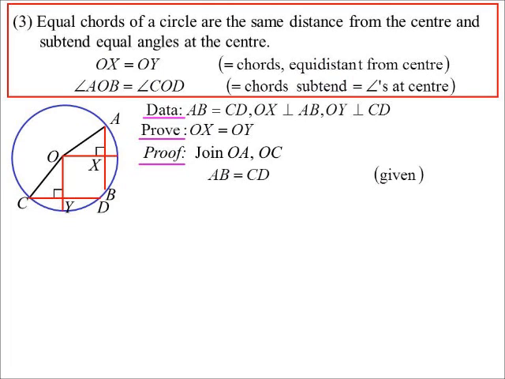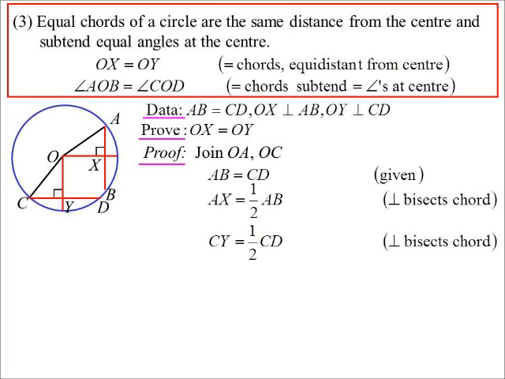So AB equals CD. That information was given to me. The chords are of equal length. So AX would equal half of AB, because I know the perpendicular bisects the chord. CY is equal to half CD, perpendicular bisects the chord. I was possibly a bit lazy there. I should have really said perpendicular from centre bisects the chord. So therefore AX is equal to CY. Don't be lazy in your proofs.